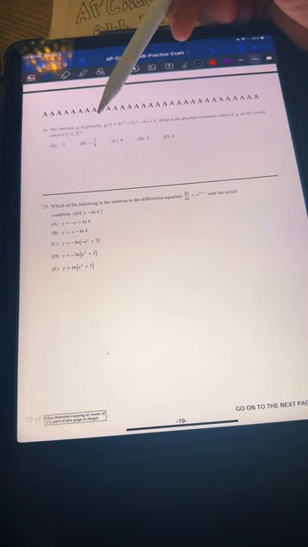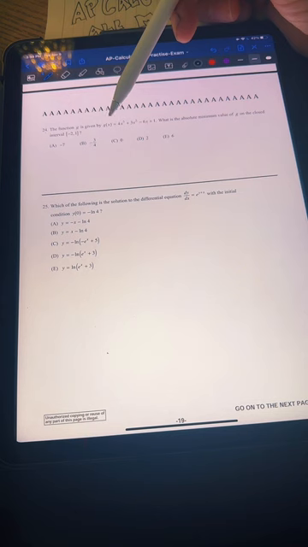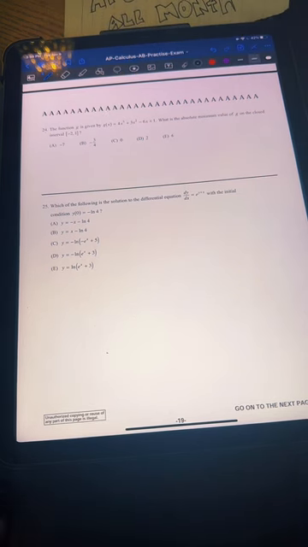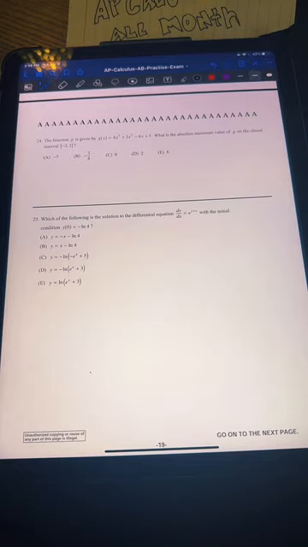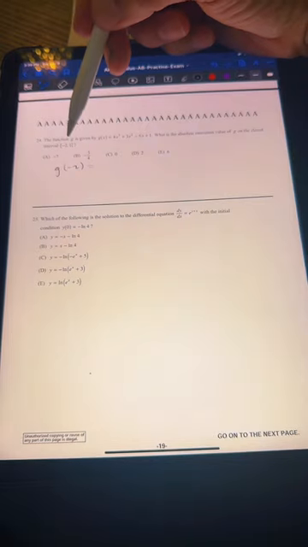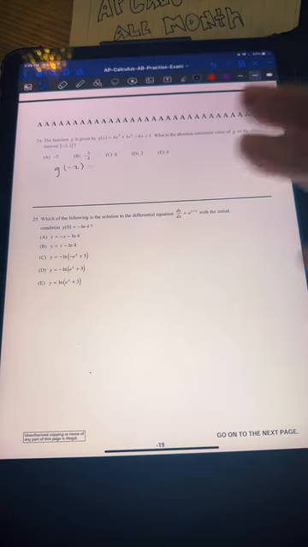All right, guys. A few more problems to go. So we have the function g of x. And what is the absolute minimum of the function on the closed interval? Remember, if you want to find the absolute minimum or absolute maximum, yes, we need to plug in the endpoints, which in this case are negative 2 and 1.